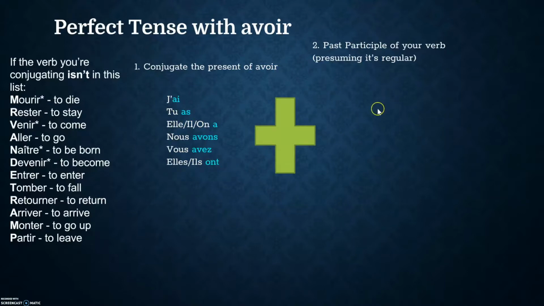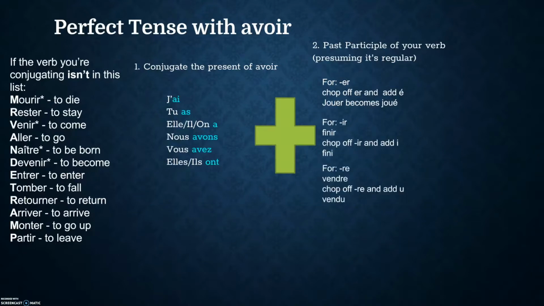And the past participle is the exact same as before. If it's an ER verb, you chop off the ER, you add an E accent. If it's an IR verb, you chop off the IR and you add an I. If it's an RE verb, you chop off the RE and you add an E.